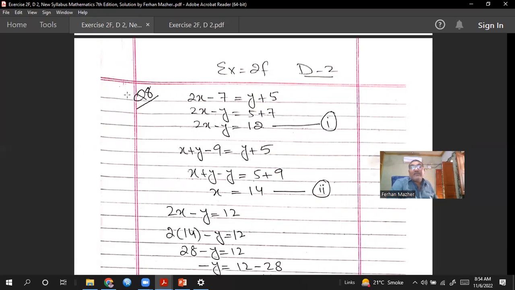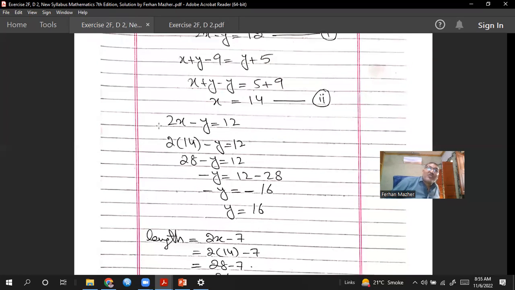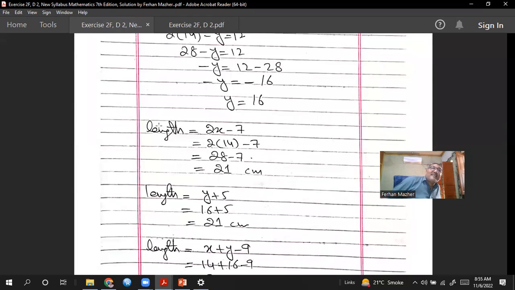2 into 14 minus y is equal to 12. So 28 minus y is equal to 12. So minus y will be equal to 12 minus 28. So minus y will be equal to minus 16. The minus will be cancelled, so y is equal to 16. Now I have the value of x and the value of y. x is 14 and y is 16.